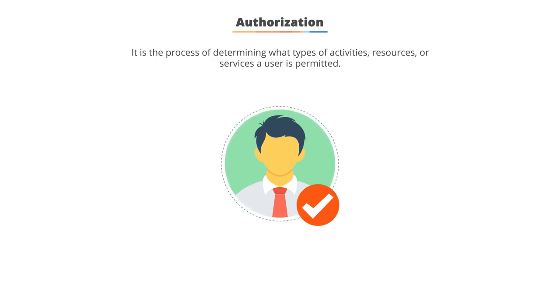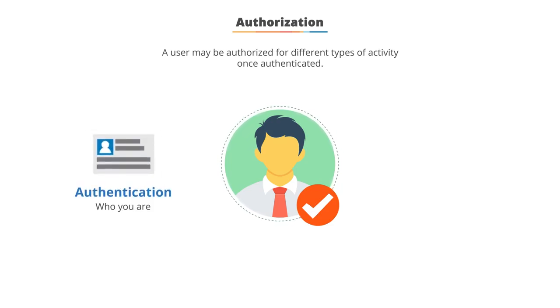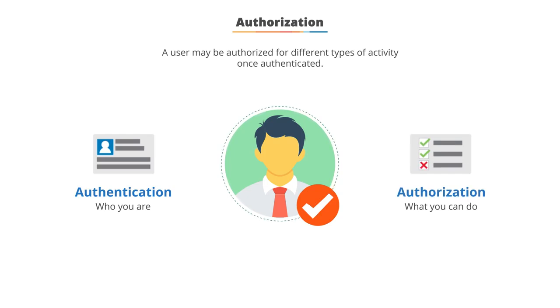Authorization is the process of enforcing policies, determining what types or qualities of activities, resources, or services a user is permitted. Authorization determines whether the user has the authority to issue commands. Usually, authorization occurs within the context of authentication. Once you have authenticated a user, they may be authorized for different types of access or activity.